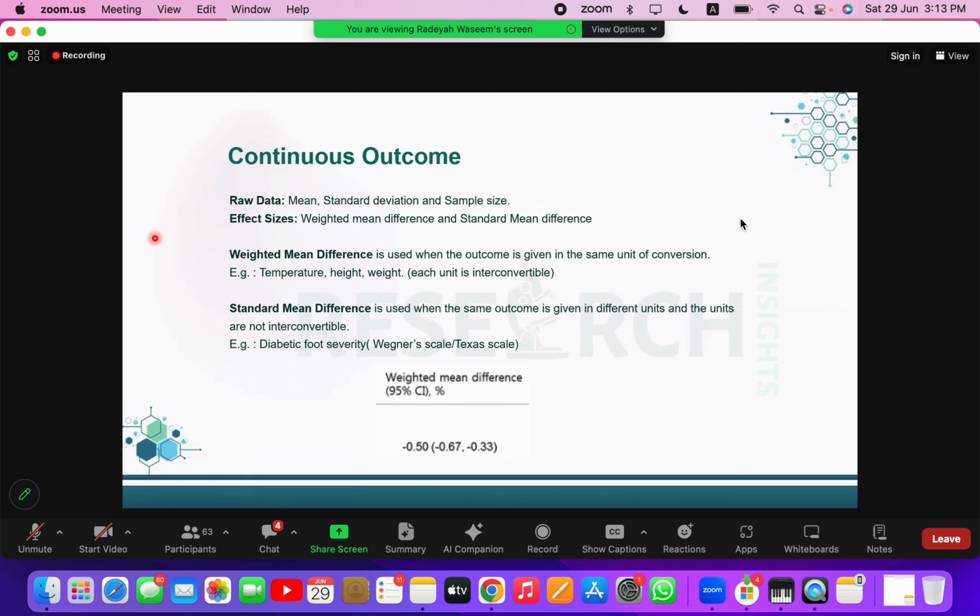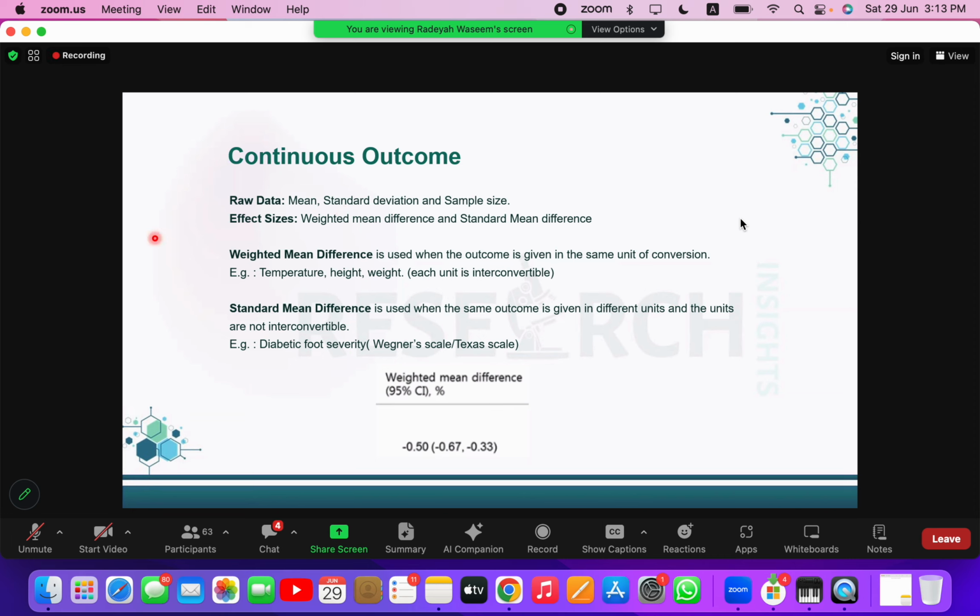Again, what are the effect sizes? The final value that we get in the end, the pooled result. How is it presented for continuous outcomes? It is presented in the form of weighted mean difference and standard mean difference. Okay, what are the two effect sizes? Weighted mean difference and standard mean difference, right? You guys get these two points. Raw data is present in the form of mean, standard deviation, and sample size. And we have two effect sizes, which are weighted mean difference and standard mean difference.